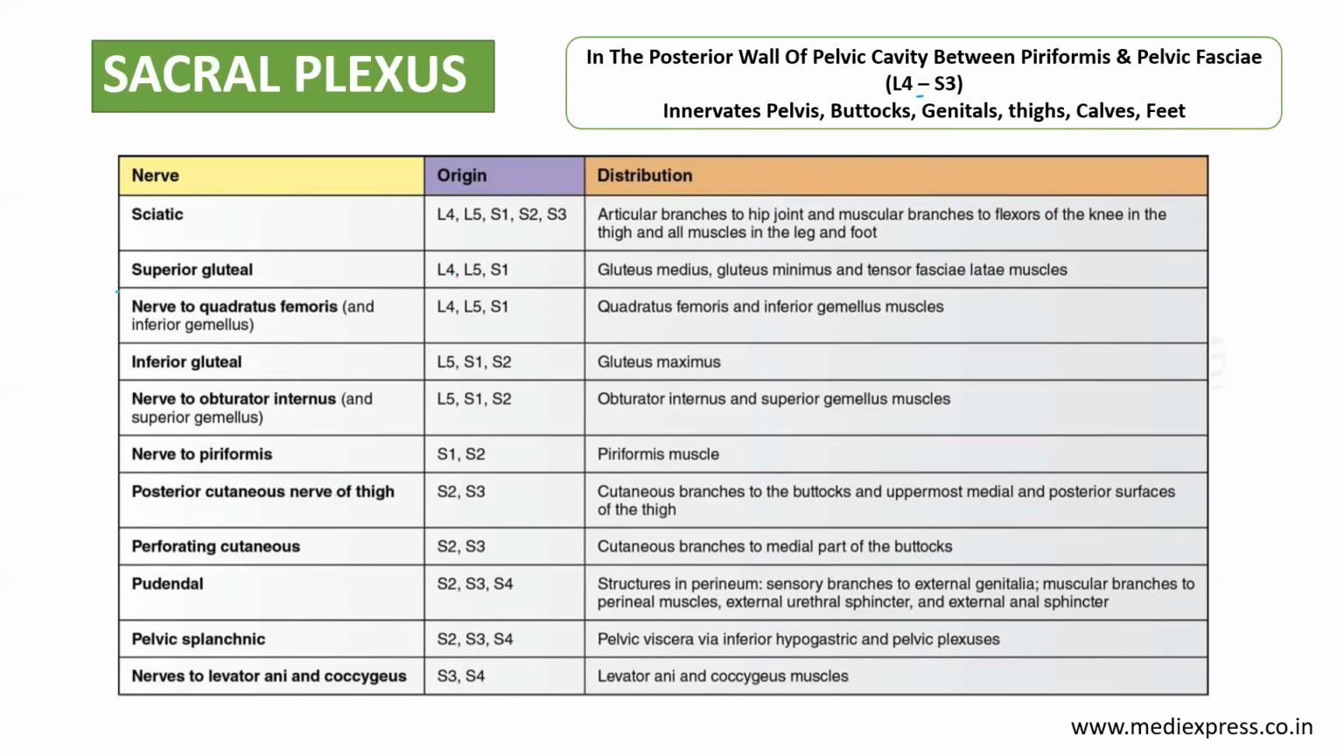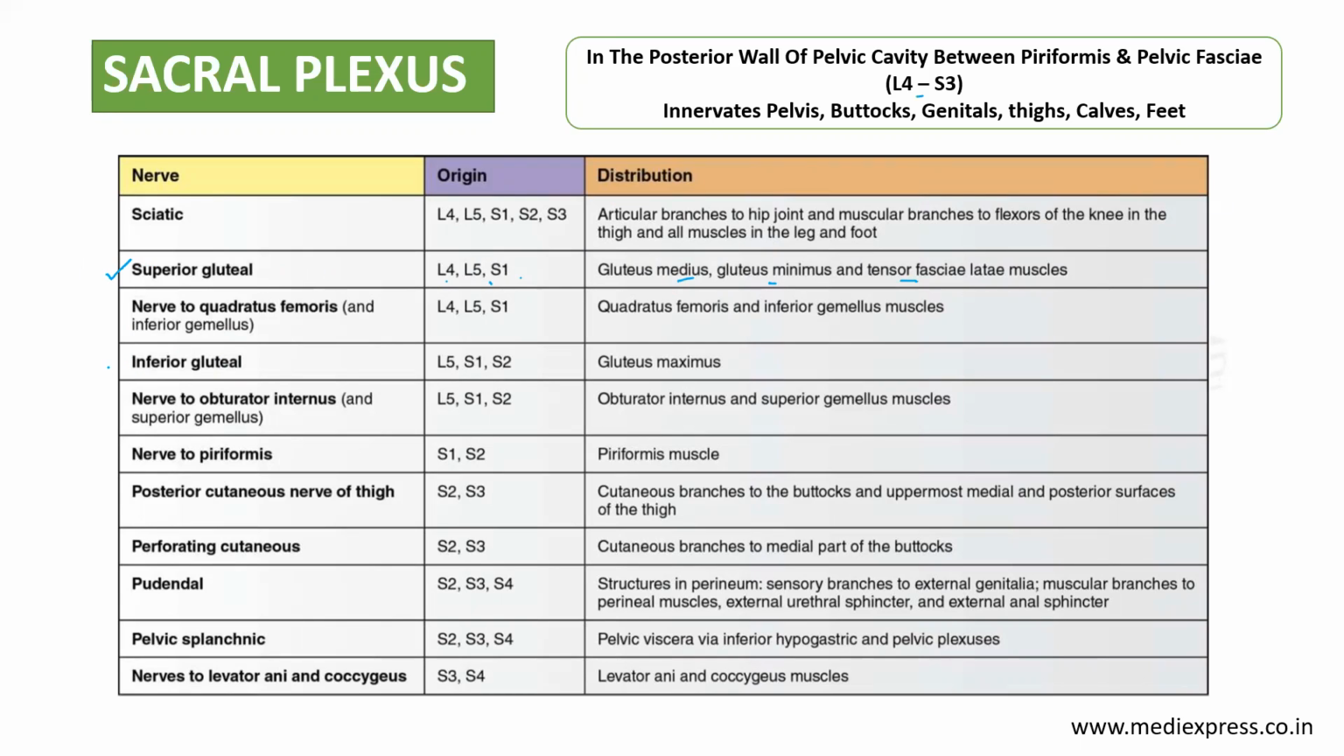First one is the superior gluteal nerve. Superior gluteal nerve leaves the pelvis through the greater sciatic foramen. And then it supplies the gluteus minimus, medius, and the tensor fasciae latae muscle. The root values are L4, L5, and S1. There is no sensory supply from the superior gluteal nerve.